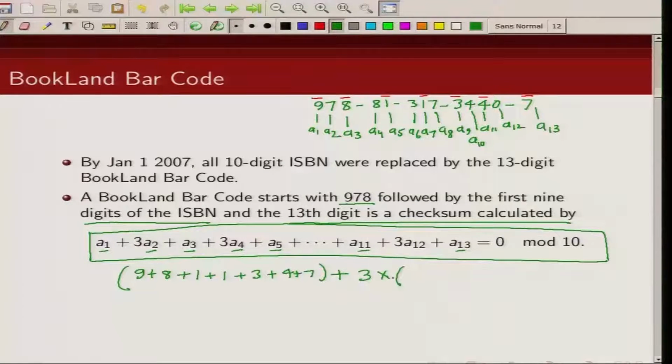plus 3 times the even numbers. Even numbers are this 7, 8, 3, 7, 4, 0. So, this is 7 plus 8 plus 3 plus 7 plus 4 plus 0. Okay. And this comes out to be 120 mod 10, which is 0. So, you can see from this example that this check bit is correct, because A13 plus this should be 0 mod 10. So, this is an example of a BookLand barcode, and all the books now have these 13-digit ISBN number.